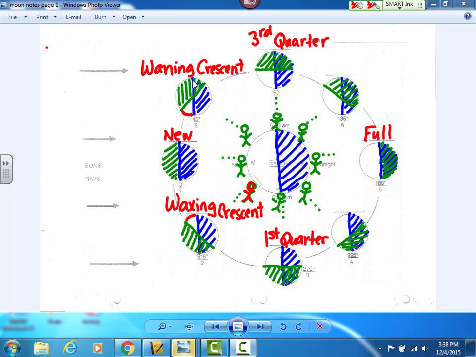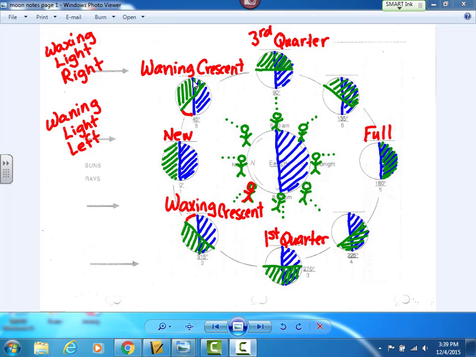Maybe we should just put that up here. Waxing is light on the right. Waning has light on the left.